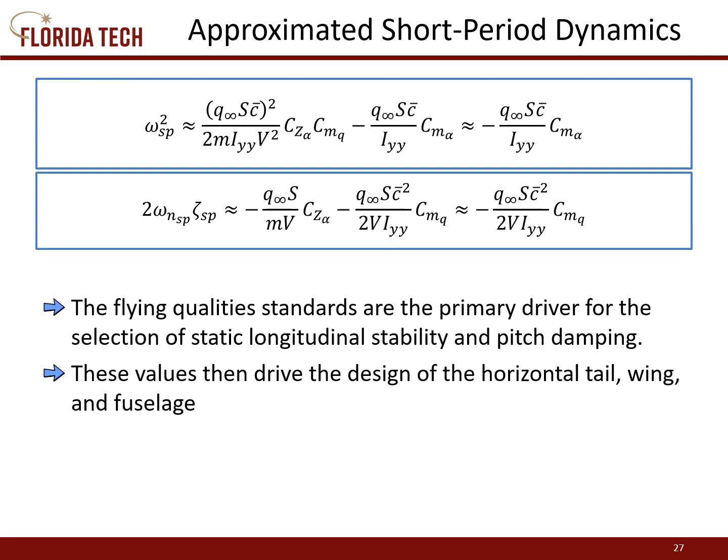If we use just even the approximated short period dynamic equations, we get values for the frequency and the damping ratios, and so we can basically look at flying quality standards as the primary driver for selection of static longitudinal stability and pitch damping. And these are values that drive the design for the horizontal tail, the main wing, and the fuselage.